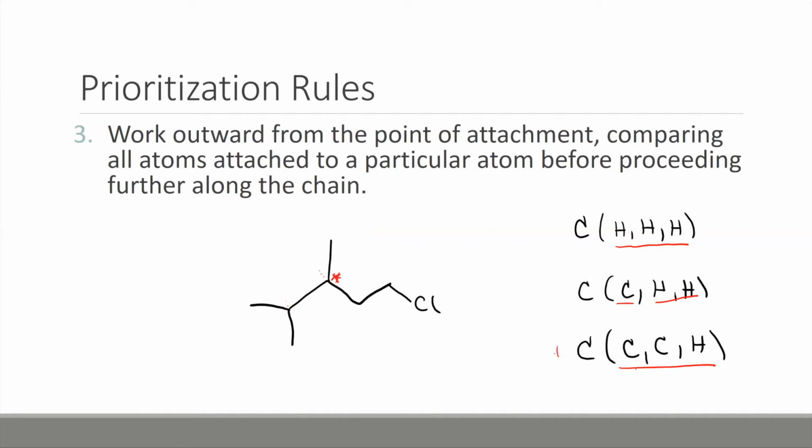So this gets priority. Even though there is a chlorine here, it's further down the chain, and because we're always going to work outward slowly at each point, comparing them before proceeding, that means that this gets highest priority, followed by this chain, and then this chain, and of course, last would be our hydrogen.